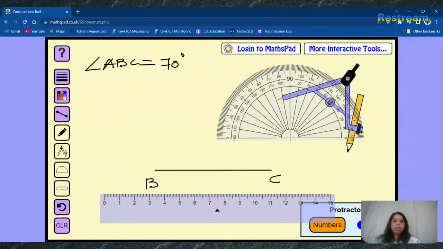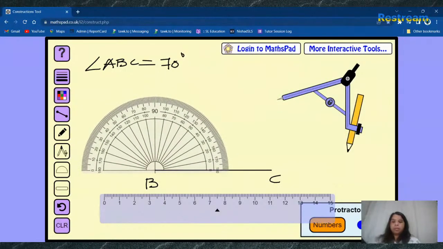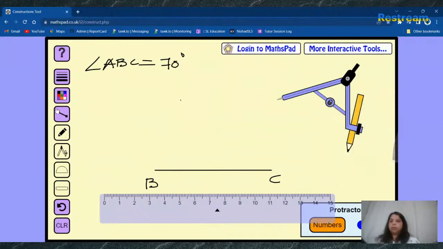Now I will use my protractor, my trusted protractor, and I'm going to draw a 70-degree angle, and I'm going to pass a line through it. Okay, this is A. Now it is my habit to write its measurements inside. Okay, whether you like it or not, it helps.